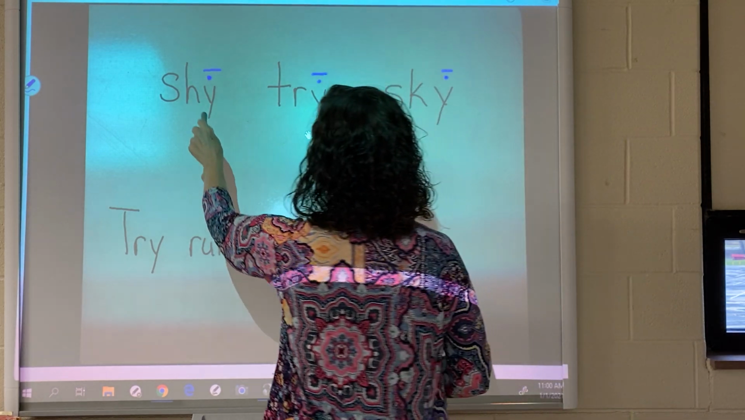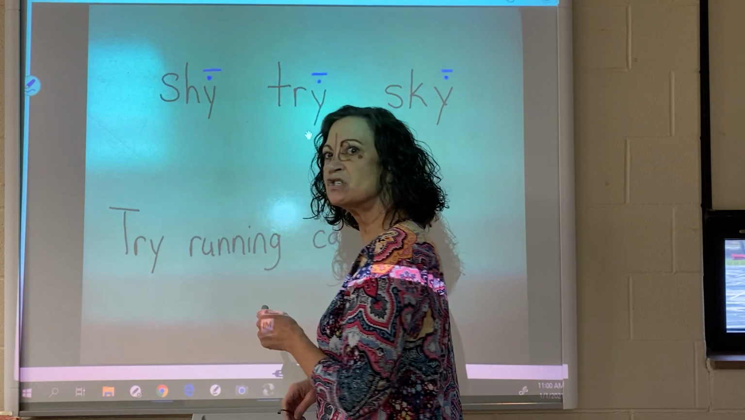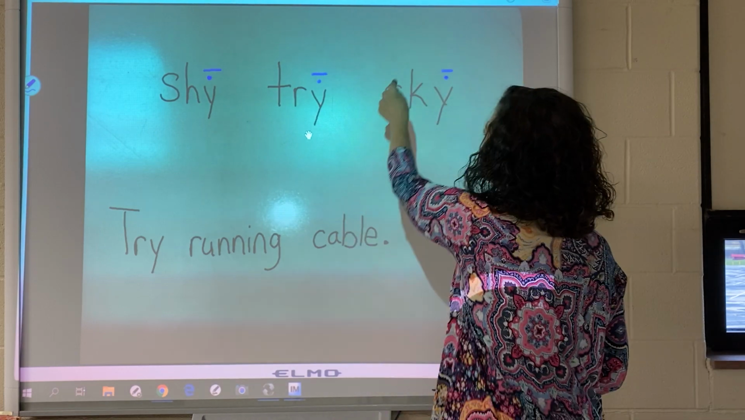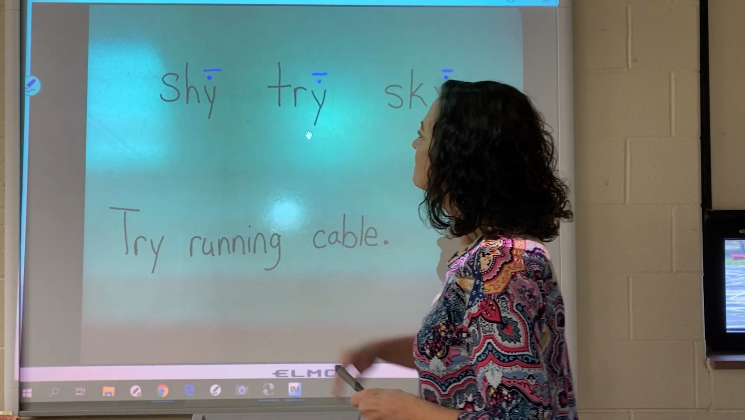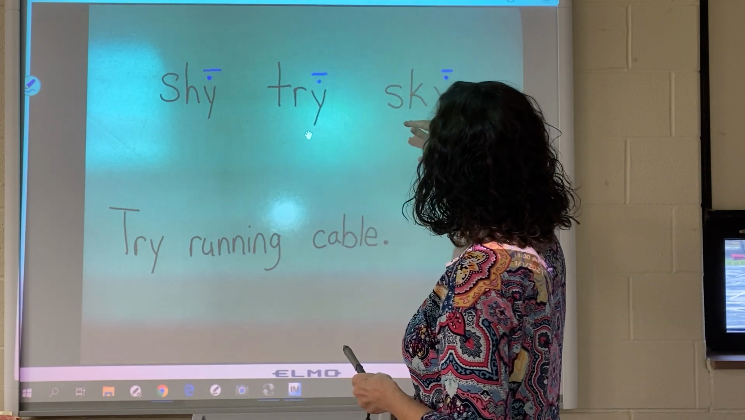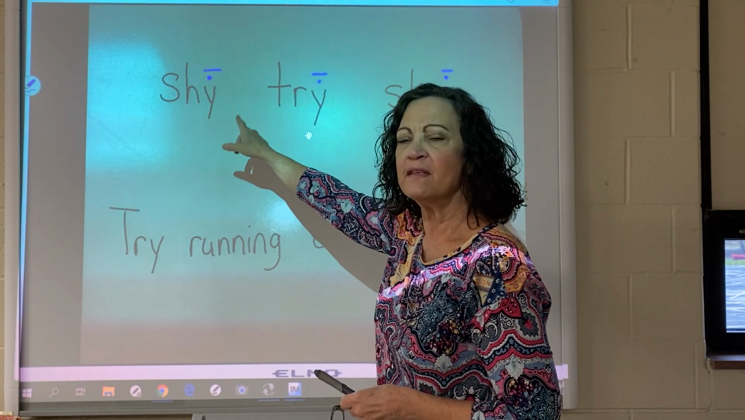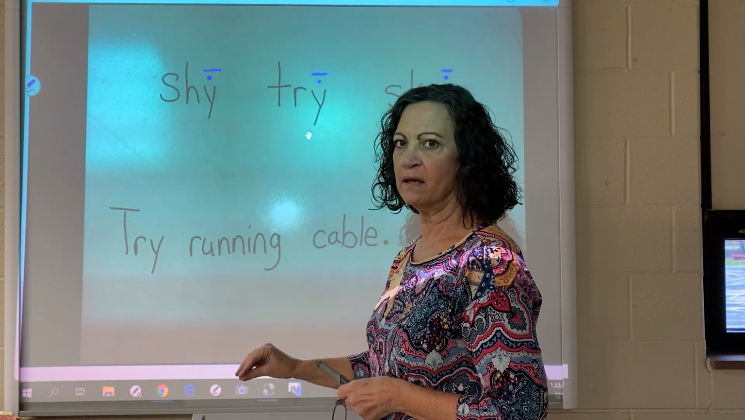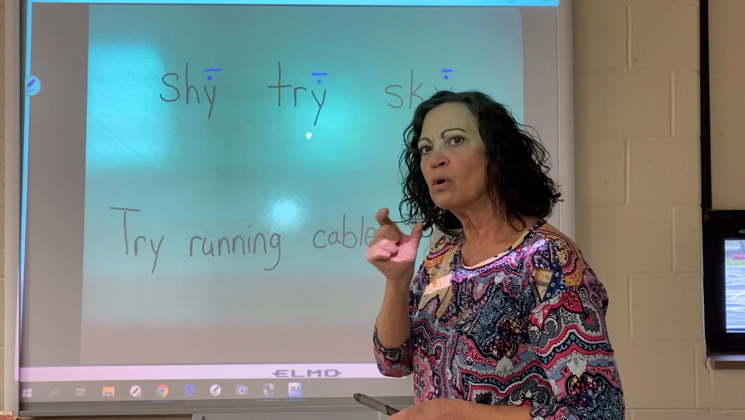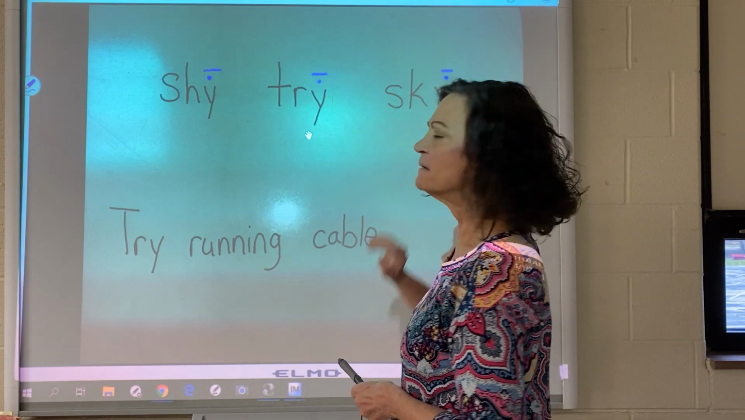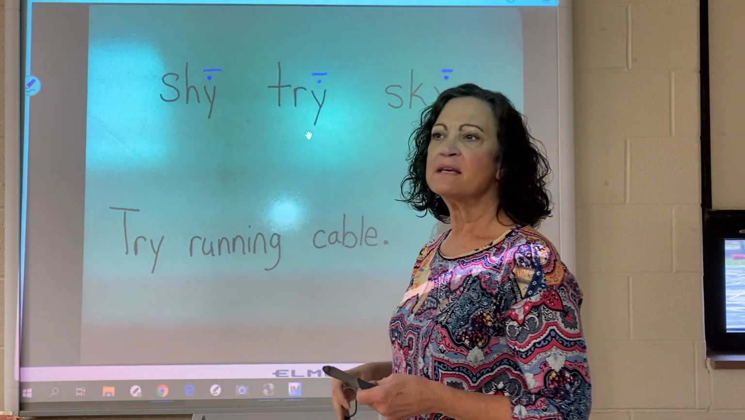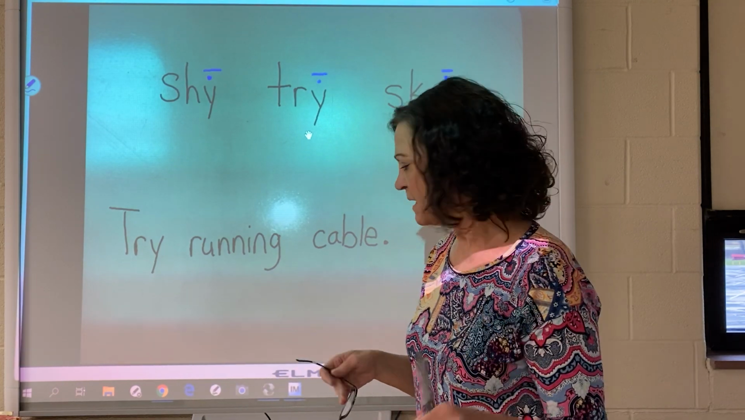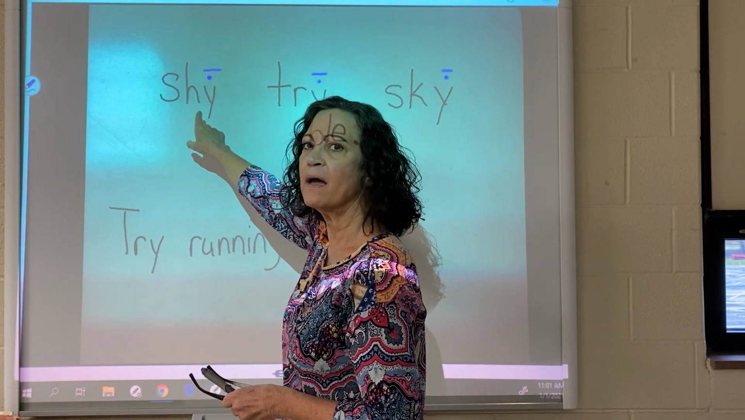And notice here that we have sh in shy, that is a blend. Tr is a blend. And sk is a blend. Shy, try, and sky. This Y making the long I sound, you will find only in 1-syllable short words, and it will be at the end of all the words. Now sometimes Y can be in a longer word and it says the sound, but we're not going to worry about that right now. We're only focusing on Y saying I.